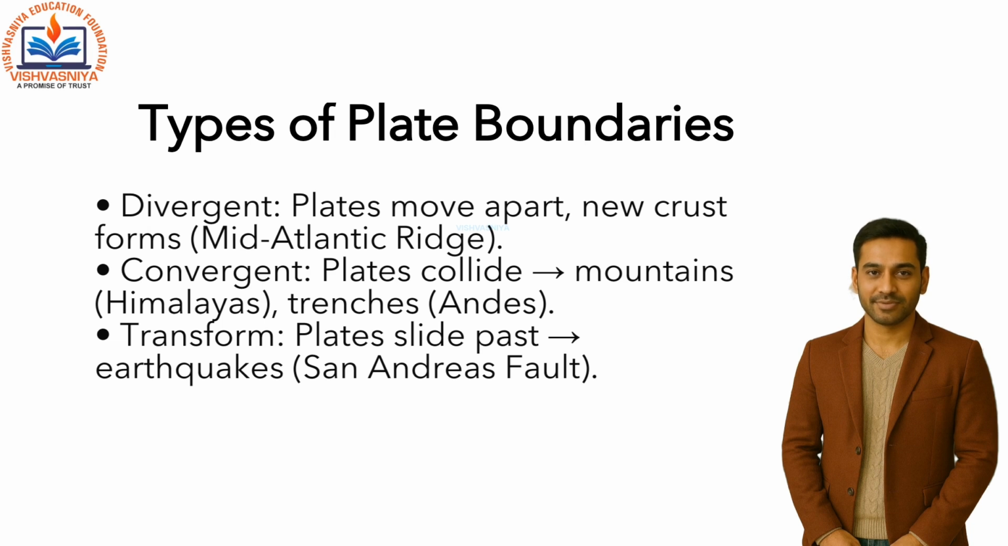Types of plate boundaries. Divergent boundaries: plates move apart and new crust is formed. Example, the Mid-Atlantic Ridge, where the Atlantic Ocean is slowly widening. Convergent boundaries: plates collide. If both are continental plates, mountains like the Himalayas are formed. If oceanic and continental plates meet, trenches and volcanic chains like the Andes form.